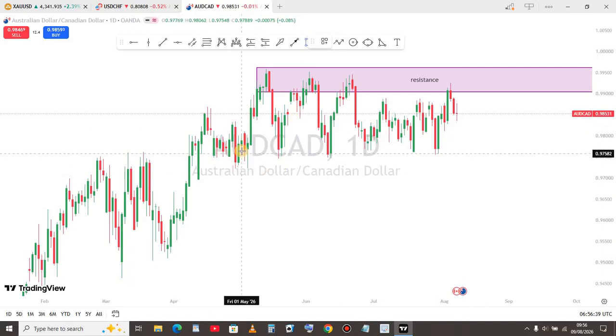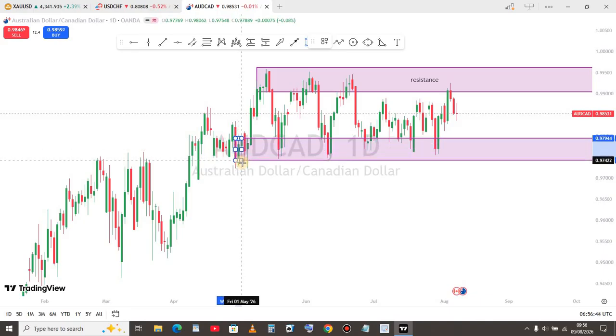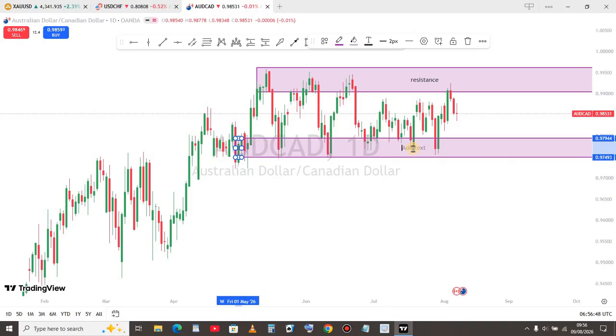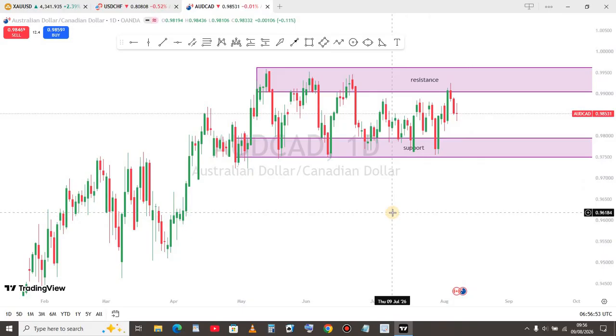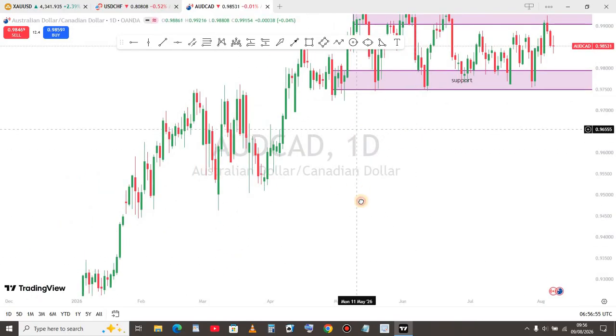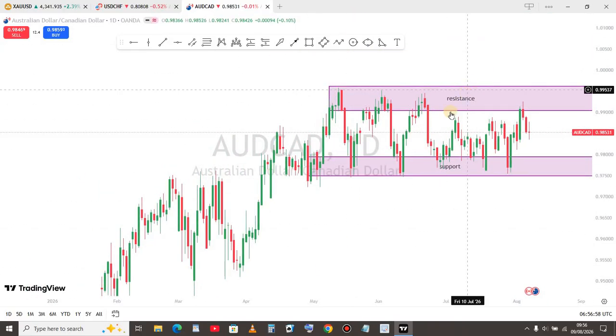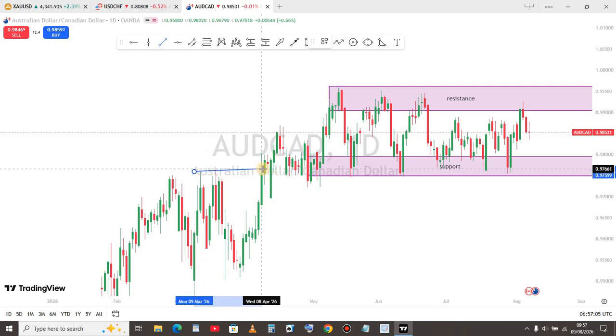This is our support level or our support area. So mark this candlestick. You can see this is our support. So after marking our resistance and support level, you can see that this price, before it went to this level where it was being resisted and supported, had a move whereby we can consider this as a break of structure. This is a BOS, a break of structure.